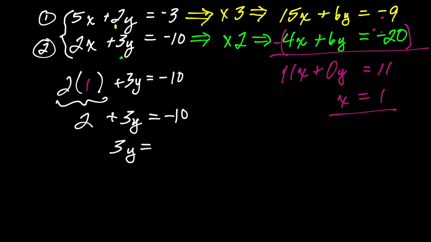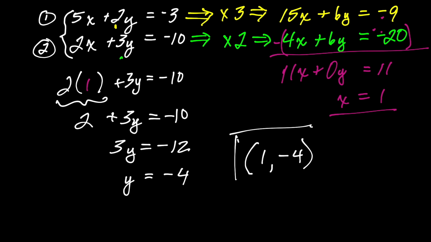3y equals negative 12. Remember, don't get your negatives mixed up here, but negative 10 minus 2 is negative 12. And finally, y is equal to negative 4. Negative 12 divided by 3 is negative 4. So my solution is x is 1, y is negative 4. And that is 4 solid examples on how to use the elimination method.